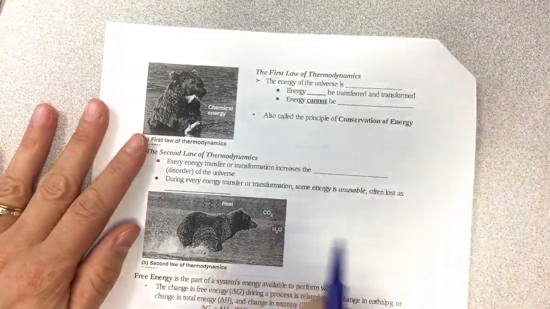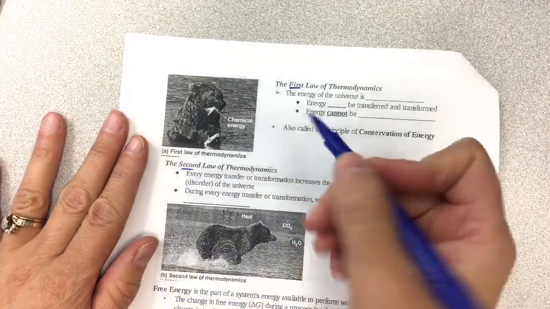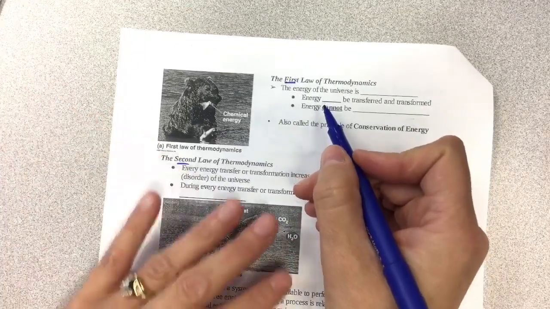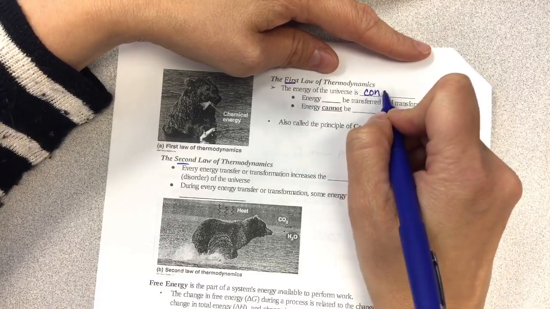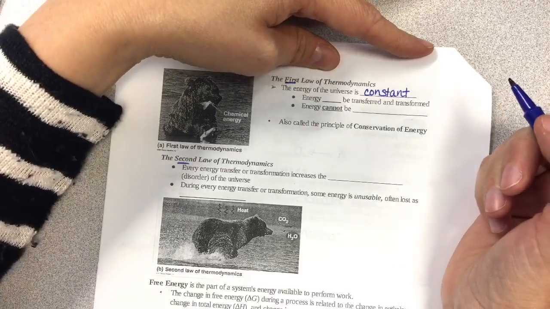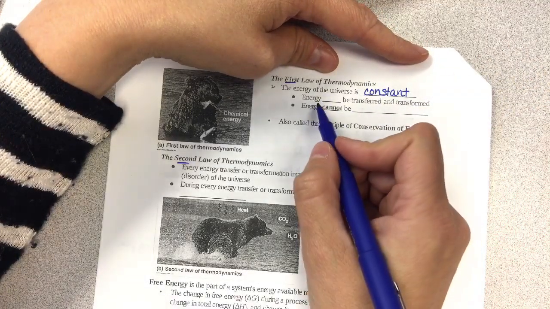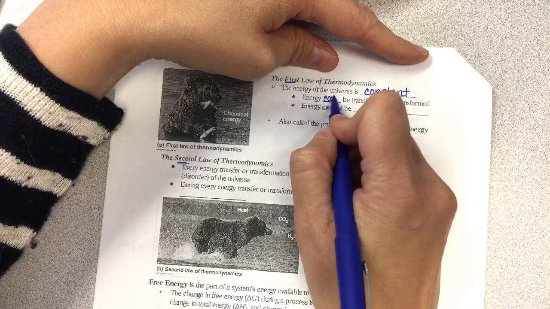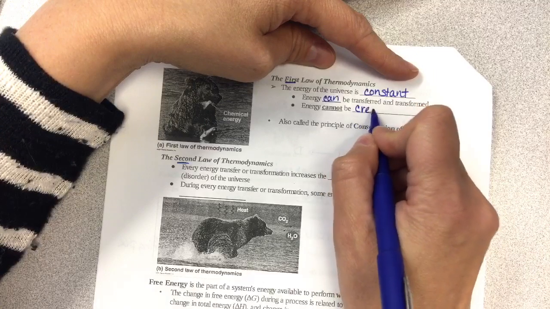So let's look at the two laws, the first and the second law of thermodynamics. So the first law, I'm sure you've heard this, is that the energy of the universe is constant. So you've probably heard that energy can neither be created nor destroyed. So energy can be transferred and transformed. It cannot be created or destroyed.